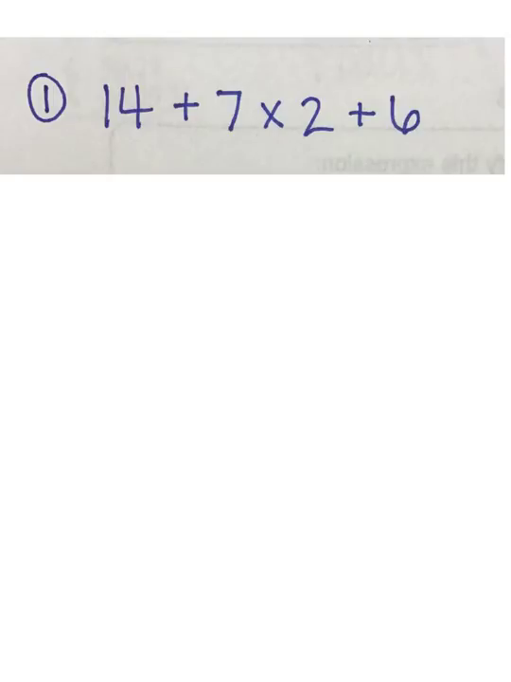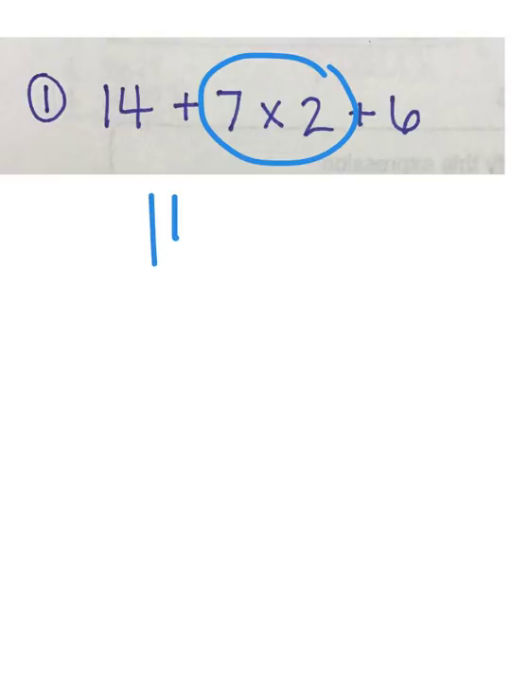Hey guys, so today we are going to be solving problems by following order of operations. So if you look at number 1, we have 14 plus 7 times 2 plus 6. When following order of operations, we have to do our multiplication and division before we do any addition and subtraction. So if you look, we have to solve 7 times 2 first.